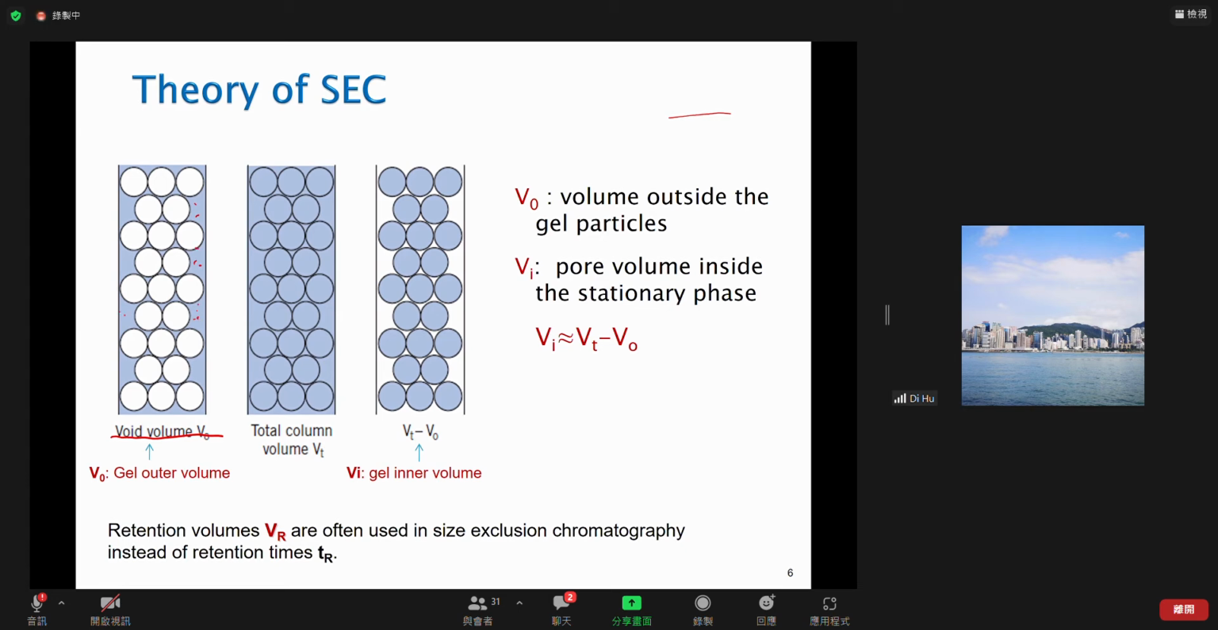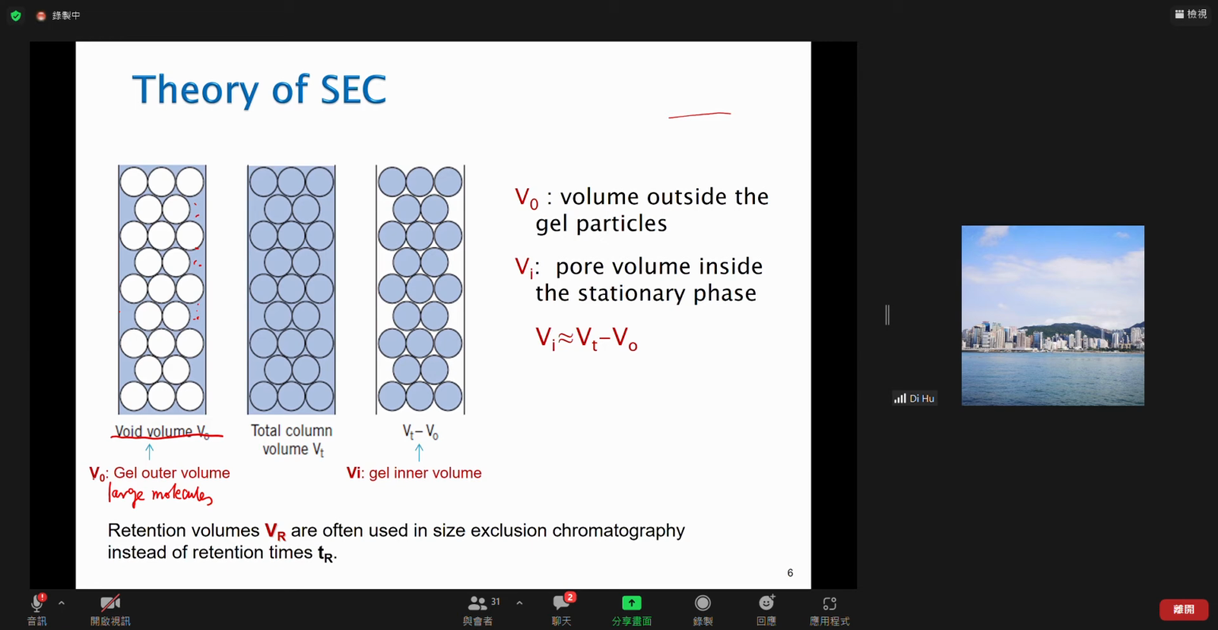For very large molecules that cannot diffuse in, V0 is the volume they can go through. It is just the space outside the gel particles, the space between the individual stationary phase particles. That is the only space available for them.